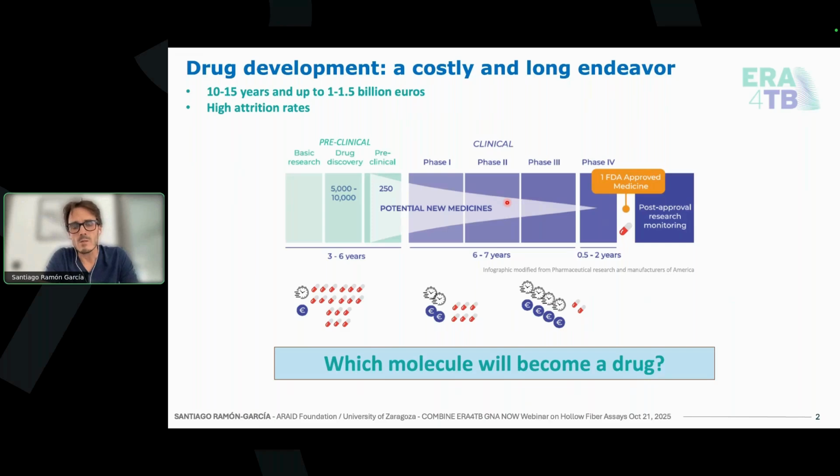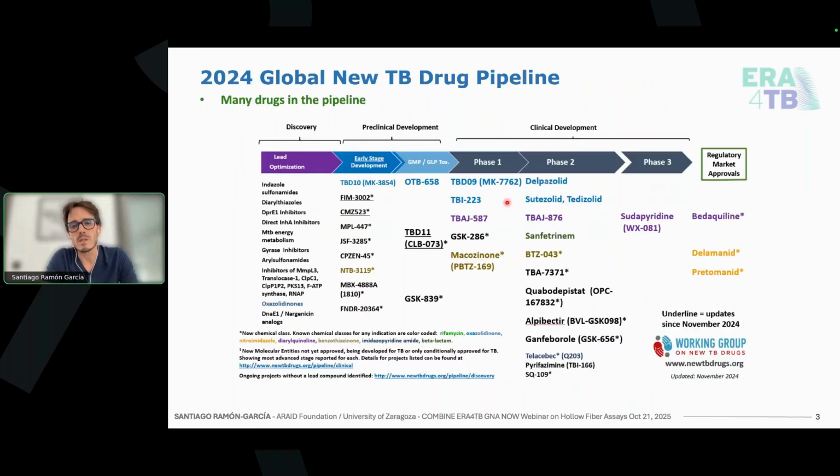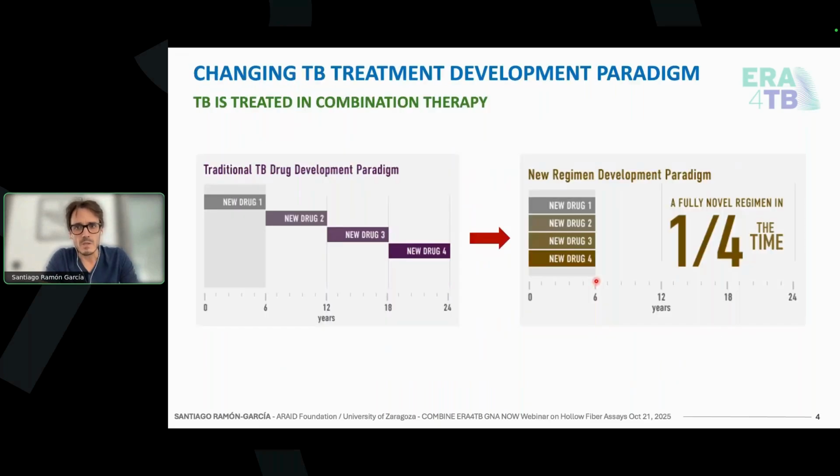And this is actually quite relevant for tuberculosis, that now we have a rich pipeline of new TB drugs at different stages of development, from preclinical to clinical. And in ERA4TB, we are actually changing this paradigm. There was a traditional approach of developing one drug at the time and then combining them. This was taking very, very long, but as you know, TB therapy is based on combination of drugs.